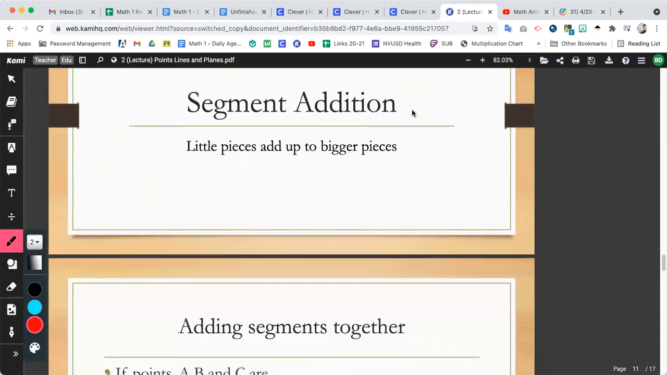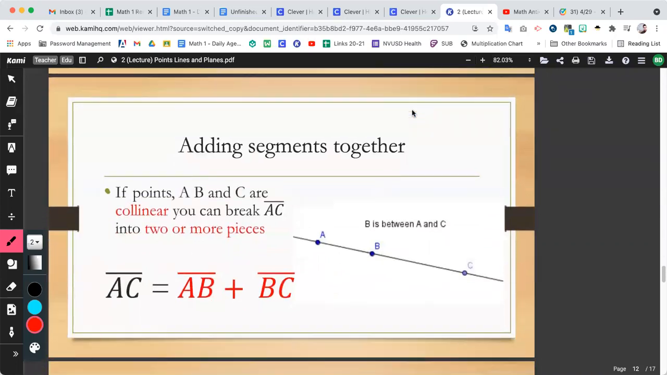Okay. The mathematical definition of segment addition is that if you have 3 points, let's say A, B, and C, and they're all collinear, meaning again, they're on the same line, then we can consider those as line segments, right? So we have the space from A to B, the space from B to C, and then the space from A all the way to C. Those are 3 different line segments, okay?